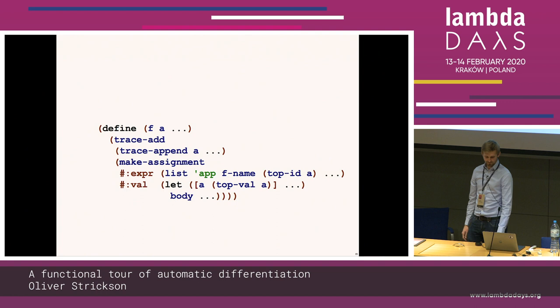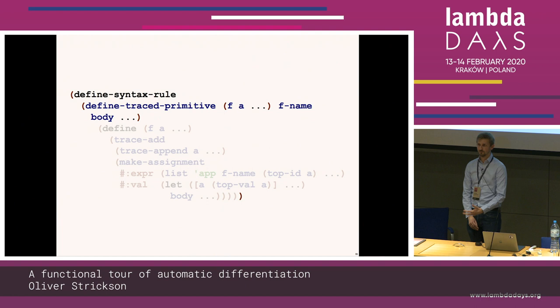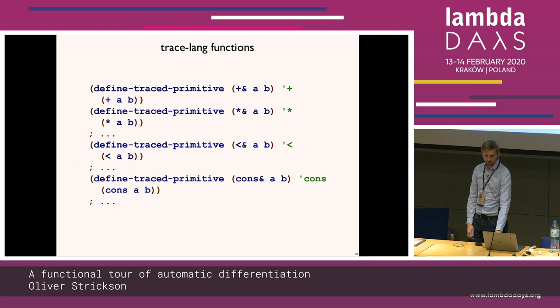So I just introduce this new syntax rule or macro called define trace primitive, and that lets me quickly define new primitives. So that's that, and I can use that macro to just quickly define many things.